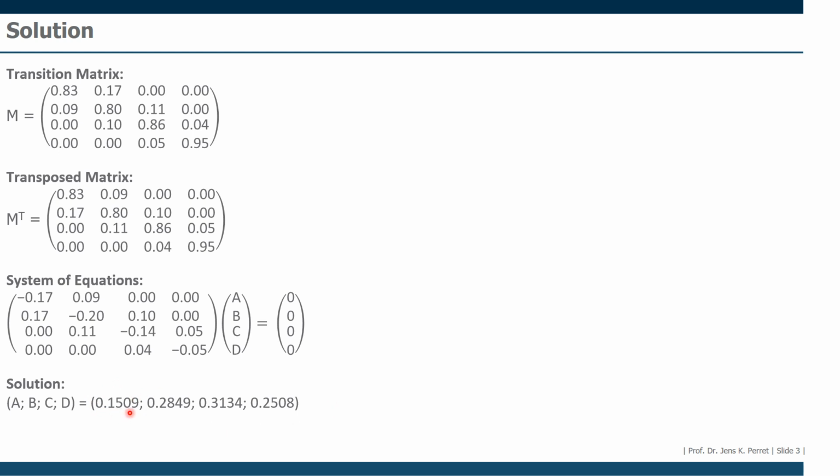So roughly 15% of countries, of governments, will be rated A in the long term. Roughly 28.5% will be rated B, roughly 31.3% will be category C, and finally about 25% will be category D. And that's the long term, the steady state solution based on this transition matrix.